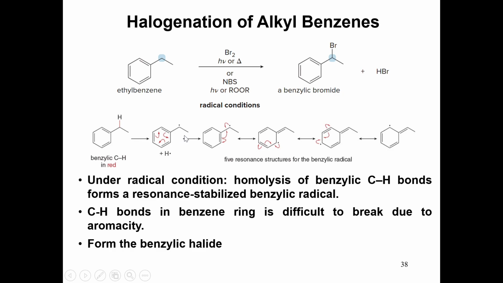If we draw the resonance structures, we can draw so many resonance structures. That's why the radical prefers to attack this bond to form the radical, radical 1, radical 2. This reaction is much easier than the radical attacking the benzene ring. That's why the halogenation reaction happens on the alkyl side, but never attacks the benzene ring.